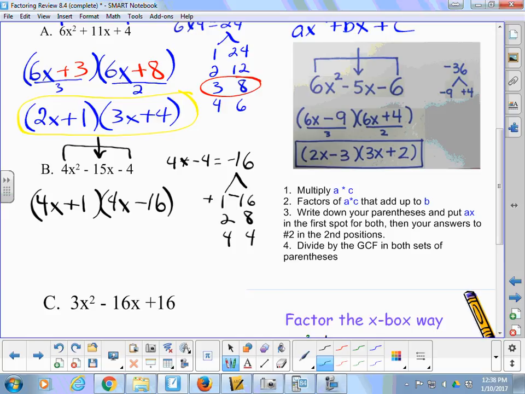Now, the actual preferred method for any of these is if you are capable of just doing them in your head and figuring out the combinations, then that would be the best way to do it. But if you can't, then you have a couple methods that help you get there. Okay? 4x plus 1, do they have a greatest common factor? Okay, well they do, but it's just 1, so I can't change that one. 4x and 16, I can divide both of those by 4. So we get 4x plus 1 and x minus 4. And there's my answer.